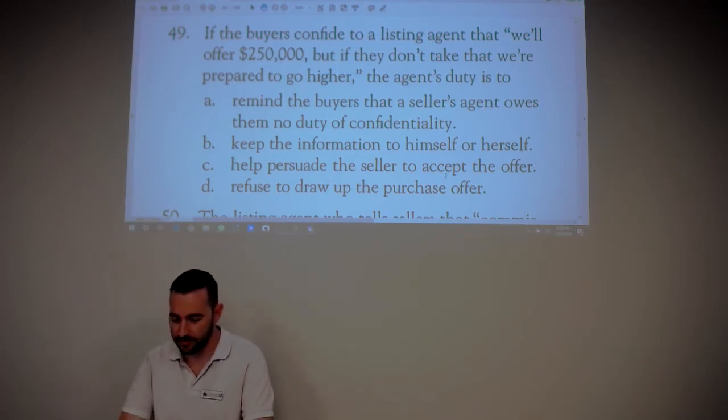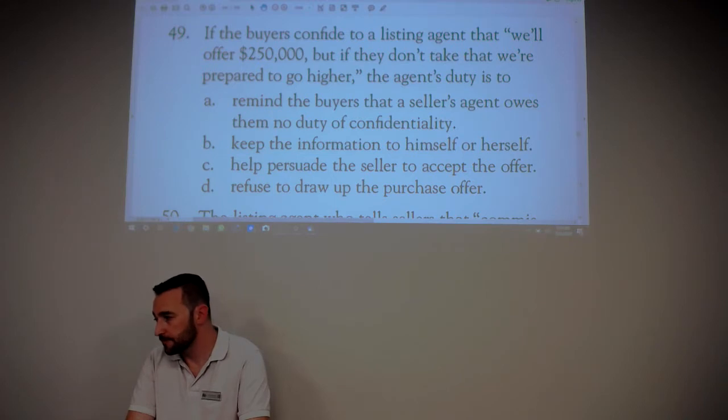D, or refuse to draw up the purchase offer. We're going to say no. We're not taking an offer. Can we refuse? Does that make sense? So the correct answer is C. We're going to negotiate with the seller. Hey, we got an offer. This is what's happening. Are you interested? It is an offer on the table. It could go higher. Would you like to accept this one? So the other three are definitely not. The only correct, or semi-correct, answer would be C.